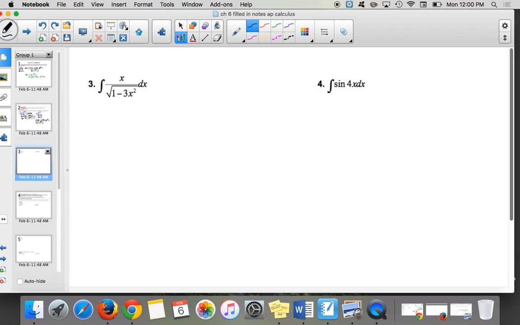Yep. And why do I not do the square root of 1 minus 3x squared? Do you see why that makes it way more complicated if you do the square root part? Because then you have the chain for the square root as well. So it's always the inside part. So u is 1 minus 3x squared. So du is going to be negative 6x dx.